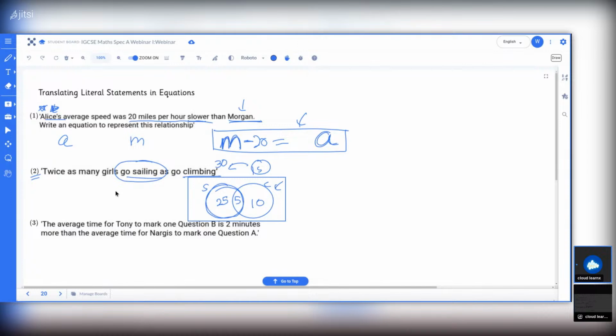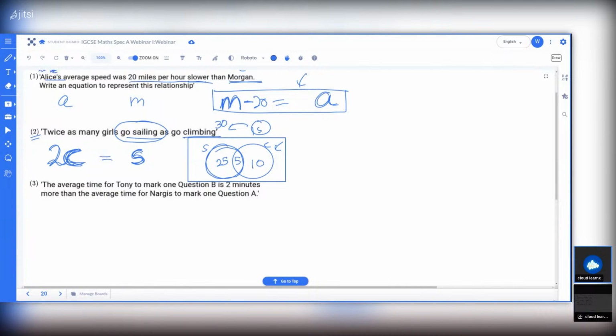It would be, let's see, twice as many girls go sailing as go climbing. So let's say we have C and S. Twice as many go sailing as they go climbing. So if there was C, 10 people go climbing, then 20, 2 times the amount that go climbing go sailing, right? 2C equals S. Okay?